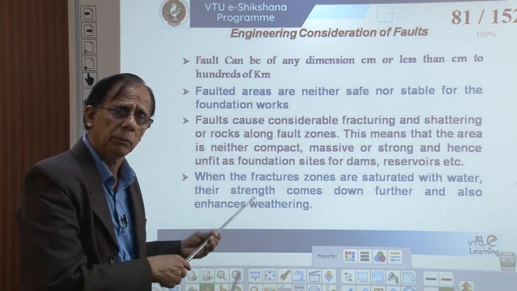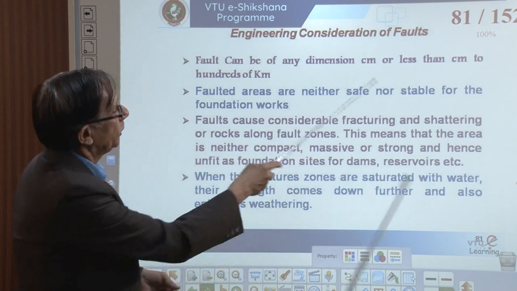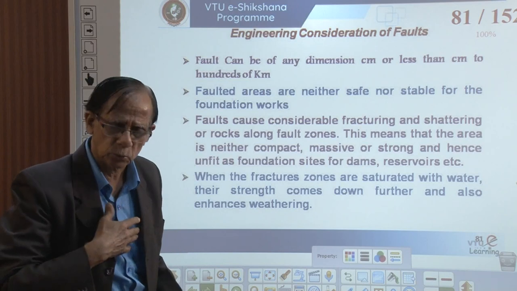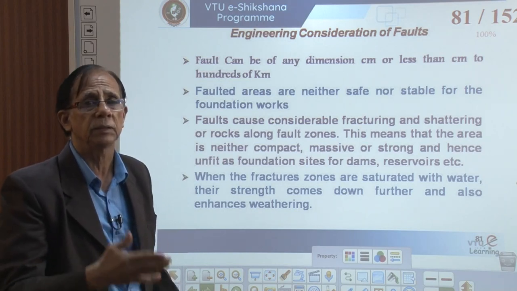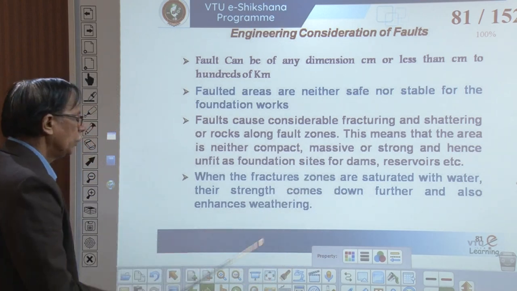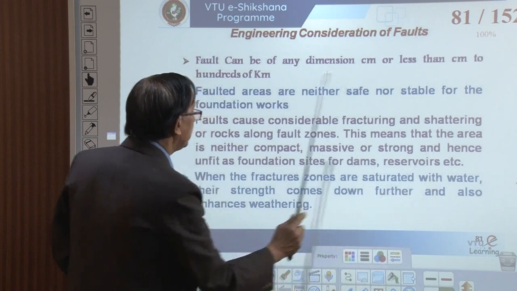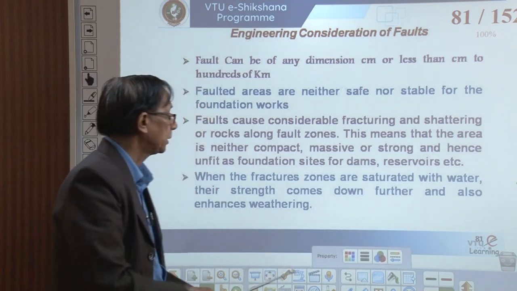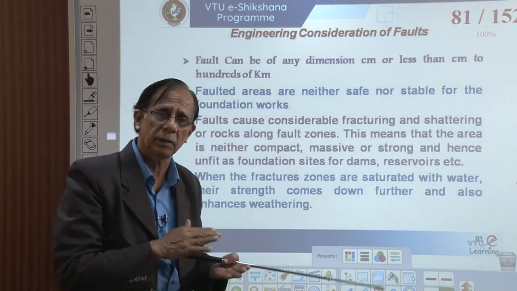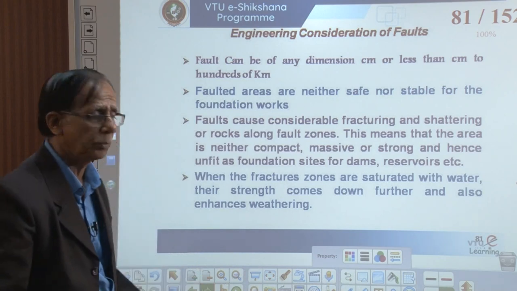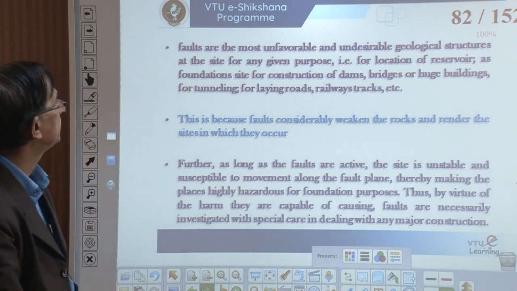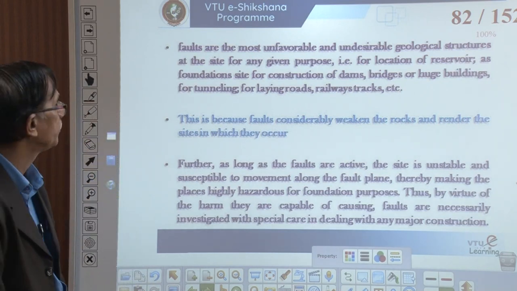Wherever there is a fault, some of these things are possible: fault breccia, mylonite, etc., we have seen. Then rock strength is so much modified that the site is not suitable, especially for major foundations like a dam. When the fracture zones are saturated with water, their strength comes down drastically, and then seepage of water and movement, everything takes place. Therefore, if faults are present in any site, it is considered a very weak site.